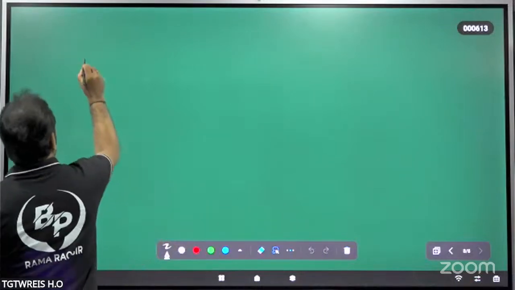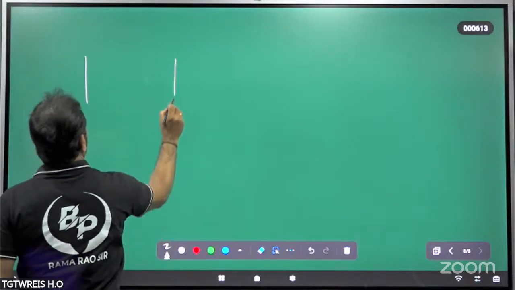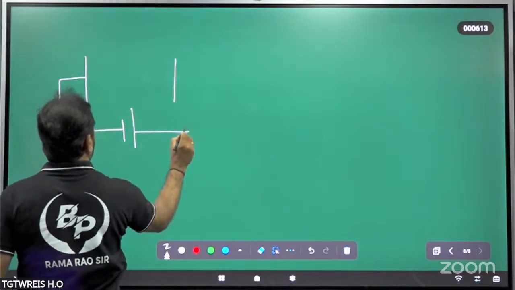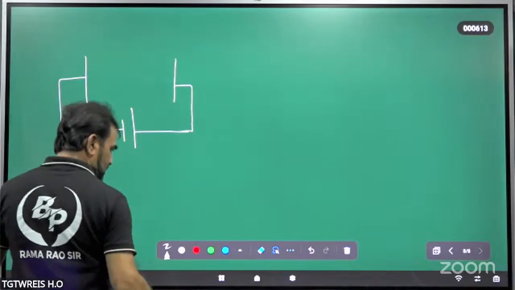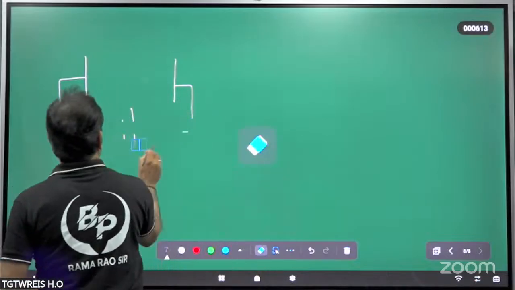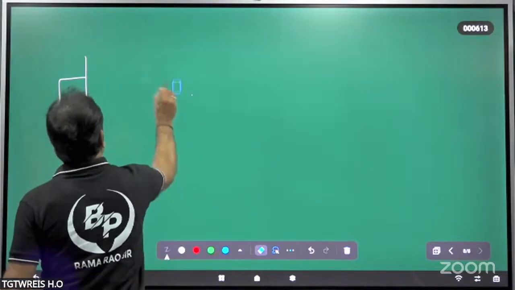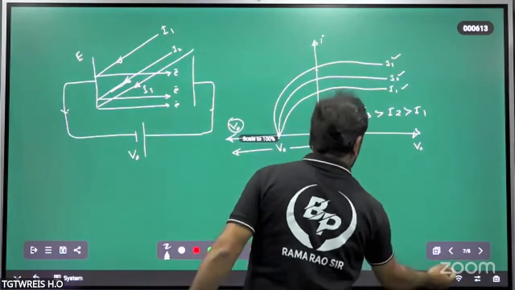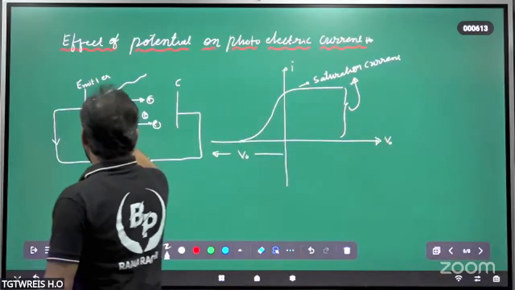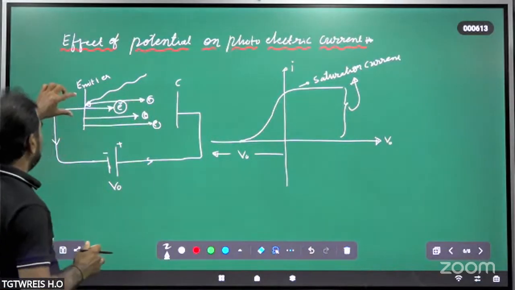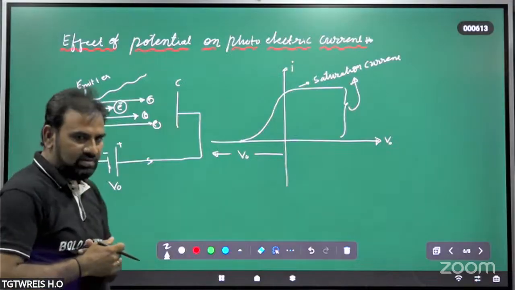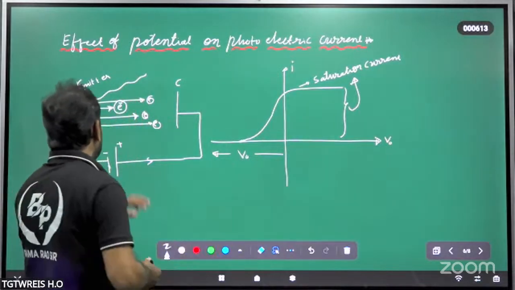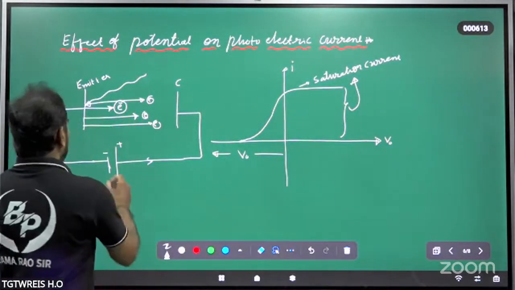In the same scenario, I'm taking this as the cathode, and this is nothing but the anode. Emitter and collector I have taken like this. Already we have drawn this one. In the previous case, the electrons are ejected at this emitter. Initially, the electrons have electrostatic potential energy. When they are ejected, the potential energy is converted into kinetic energy.